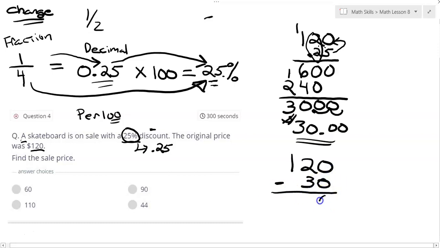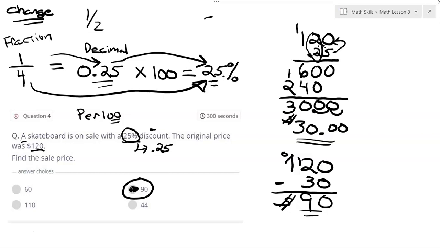0 minus 0 is 0. 2 minus 3, we need to borrow a 1. We'll borrow it here and make that 0. 12 minus 3 is 9. And therefore, the price, the new price, $90. Let's see if we have a choice. Yep, there it is right there. So, $90. And that is going to conclude this video for Math Lesson 8, question number 4.